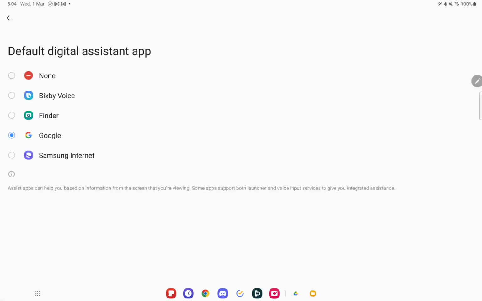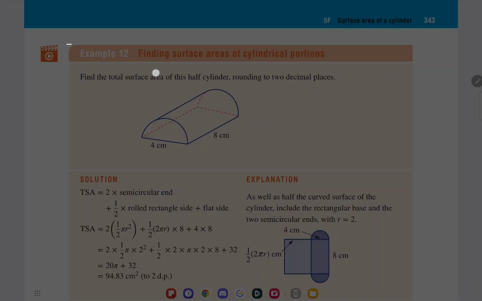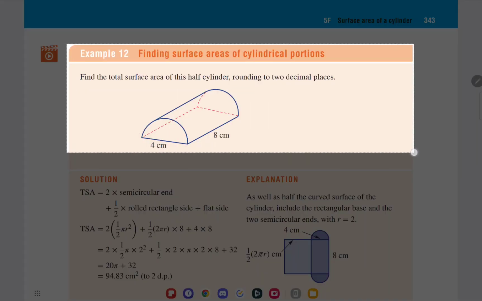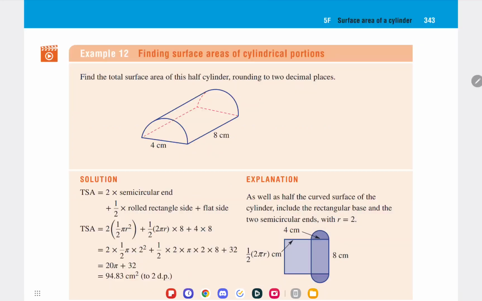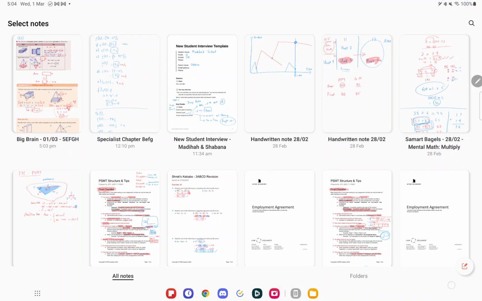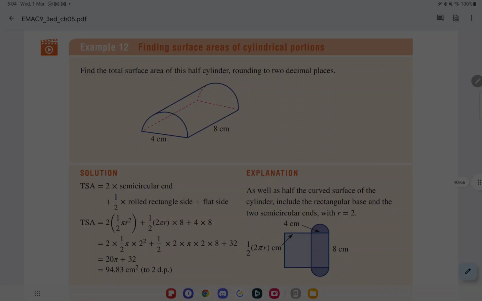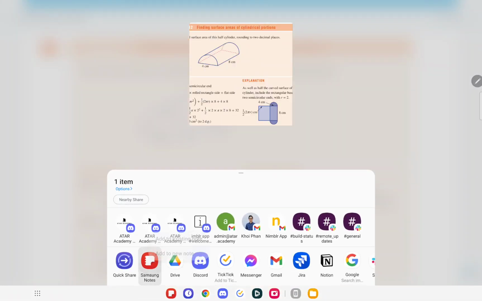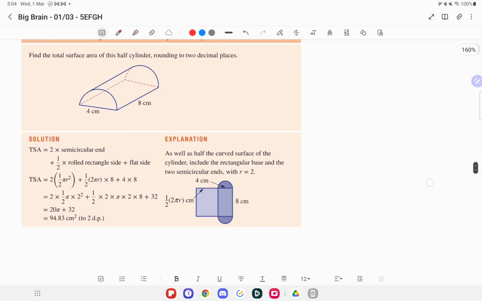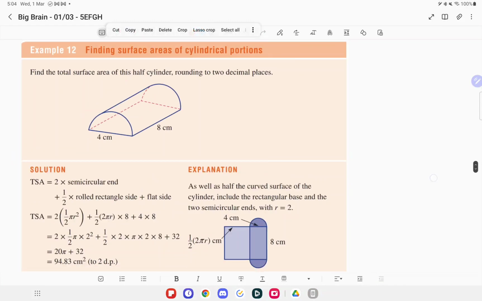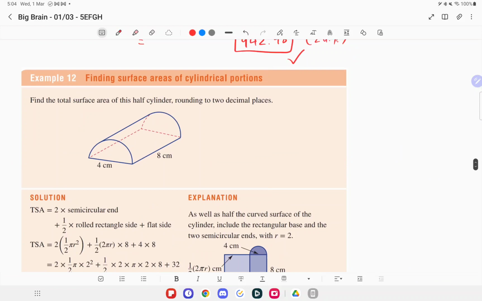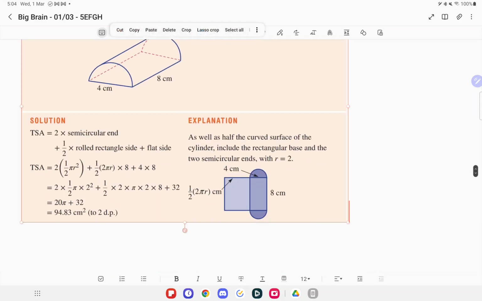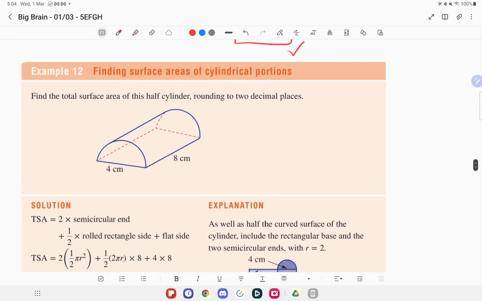This is the harder one. Example 12: finding surface area of cylindrical portions. This one is a little bit trickier. Have a look. For this example, this is a half cylinder. It's not a full cylinder, it's only a half cylinder. So how do we find the surface area of this one?